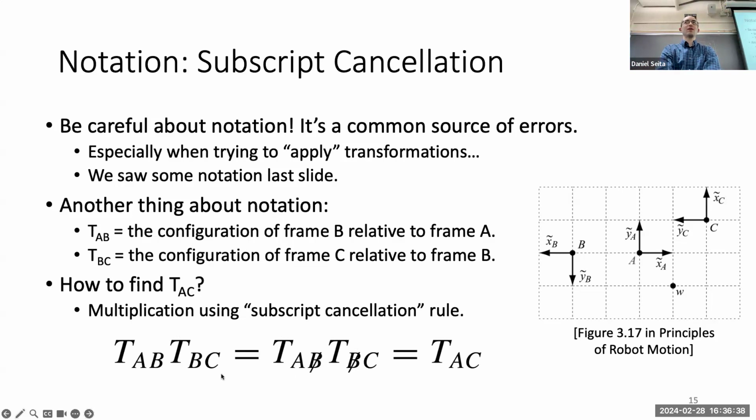So if you write it out, hopefully you'll see that the last thing in one is equal to the first thing in the next. And what is this? This is just your standard matrix multiplication. This is why we use matrix representation: we can do linear algebra matrix multiplication. So this is how you find this with the subscript cancellation rule.